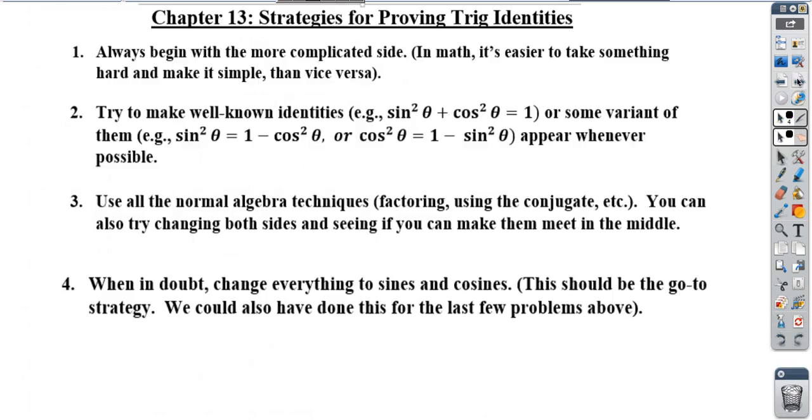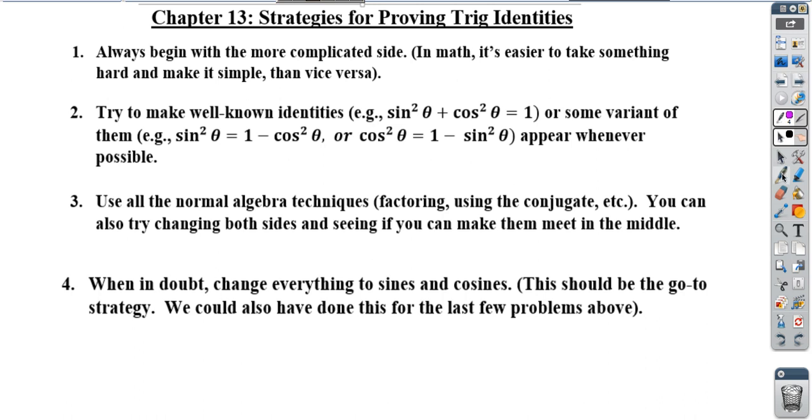So let's try to practice a couple of these, and these are 4 basic strategies. Really, all identities are about is doing a lot of them, getting lots of practice. You start to see the pattern. So the 4 basic strategies: when you're proving an identity, what you're trying to do is show that the left side is identical to the right side. That's what an identity is. 2 sides are identical. It's always easier to start with the more complicated side. It's easier to take something hard and make it simple, rather than the reverse.